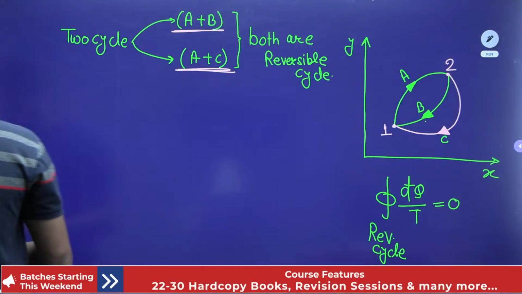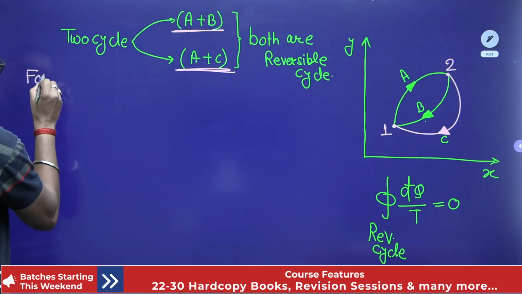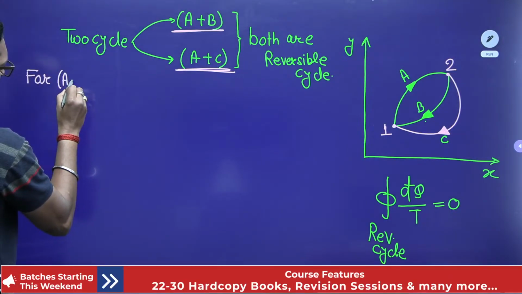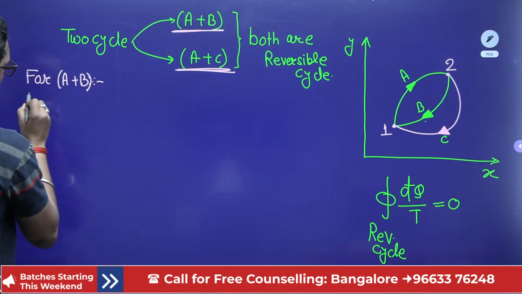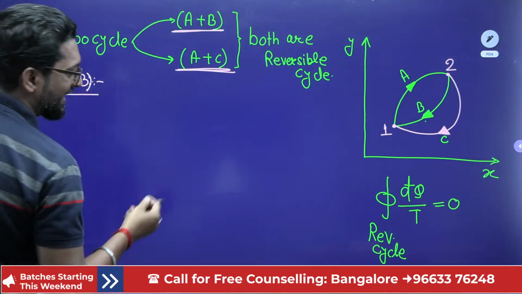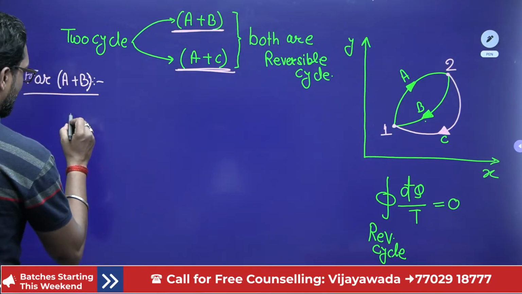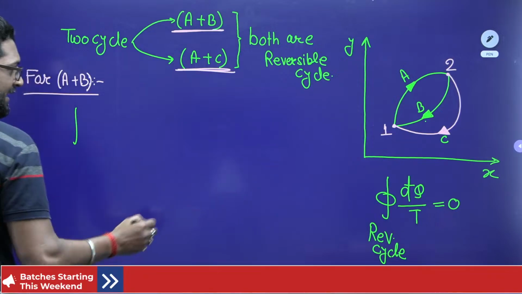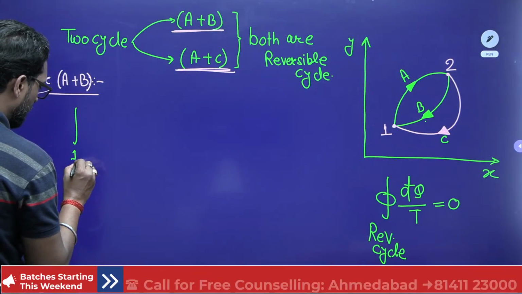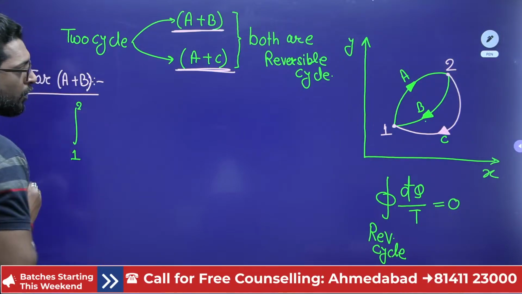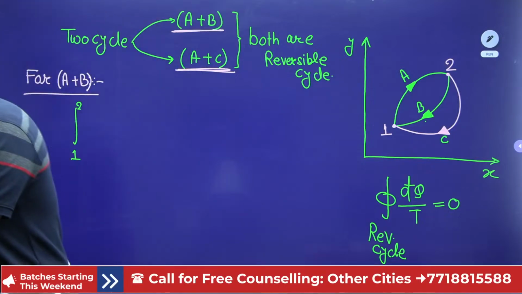Okay. So for the A plus B cycle, what is the cyclic integration? That means this is for the cycle. So what is the cycle? We can take this cycle as a summation. So we take 1 to 2. Which process? Process A. And that process, Pratik, yes.